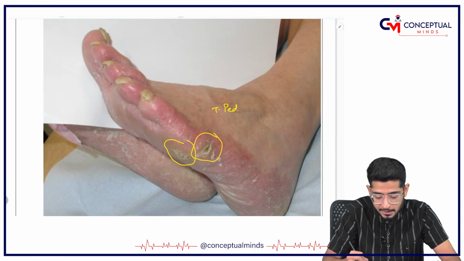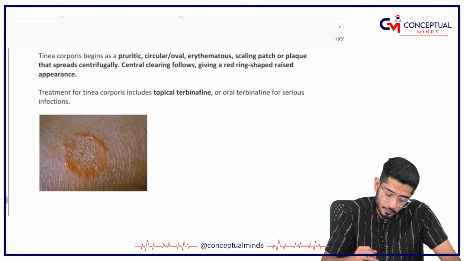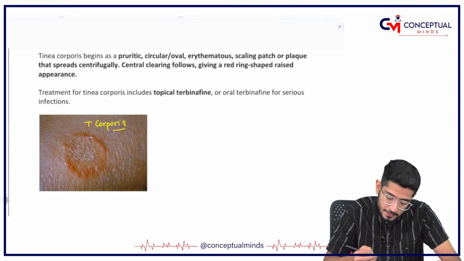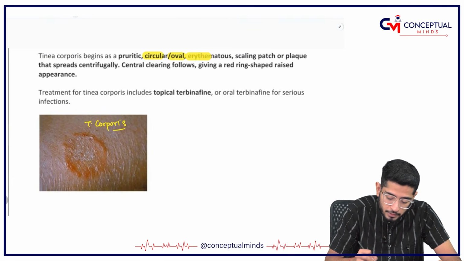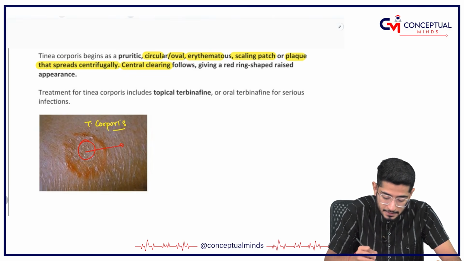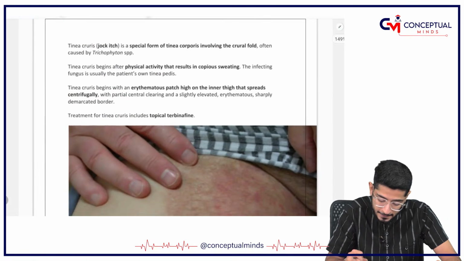Whereas see here, this one particularly, what are they? These are tinea pedis occurring on the foot region. Okay, and what is this? This is the tinea corporis. So what is corporis? A circular oval erythematous scaling patch or plaque that is going to spread centrifugally, and there is central clearing. The center is clear. Can you see the center is clear? This central clearing is there.